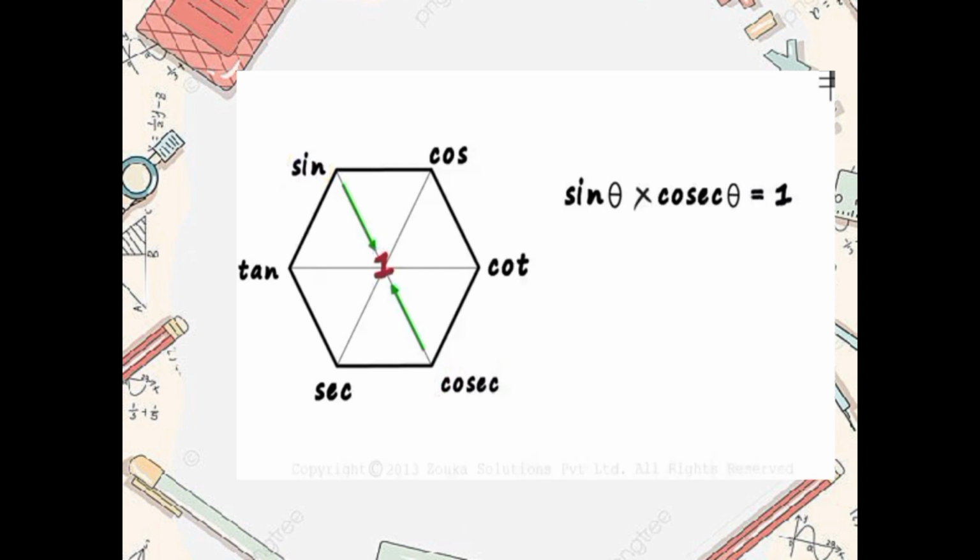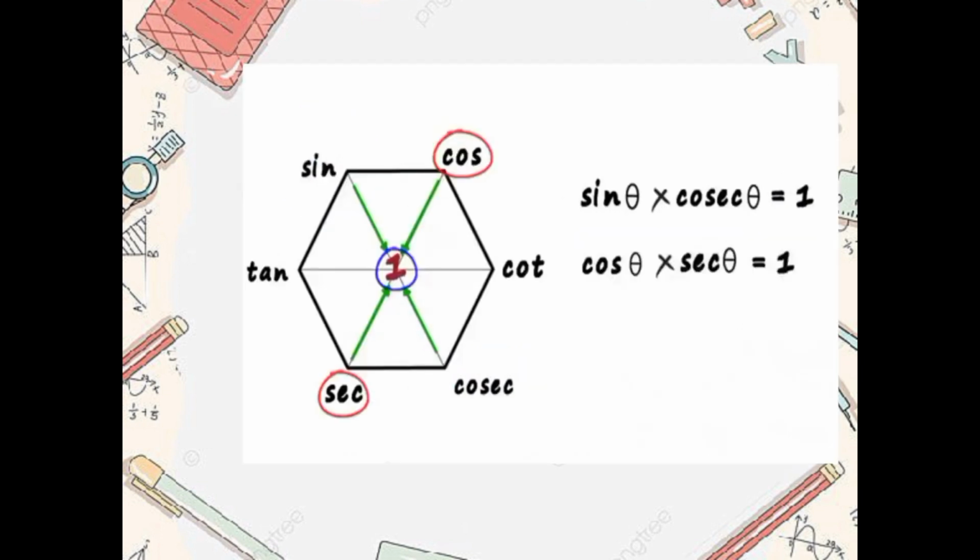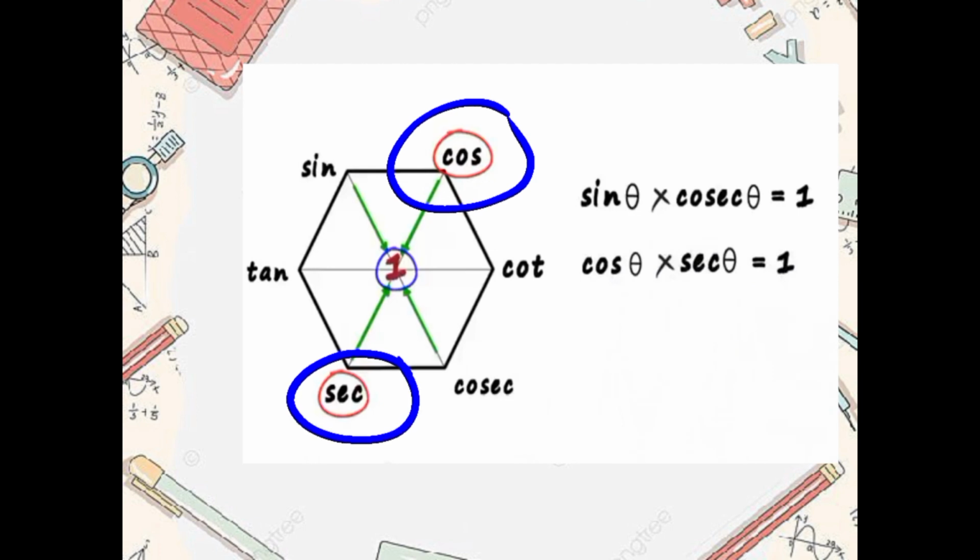So let's start with sine theta and cosec theta. If we multiply sine theta to cosec theta, we will get a 1. So we have here, first formula, sine theta multiplied by cosec theta is equals to 1. So next we have cos theta and the sec theta. If we multiply cos theta to sec theta, we will get this second formula, which is cos theta multiplied by sec theta is equals to 1.